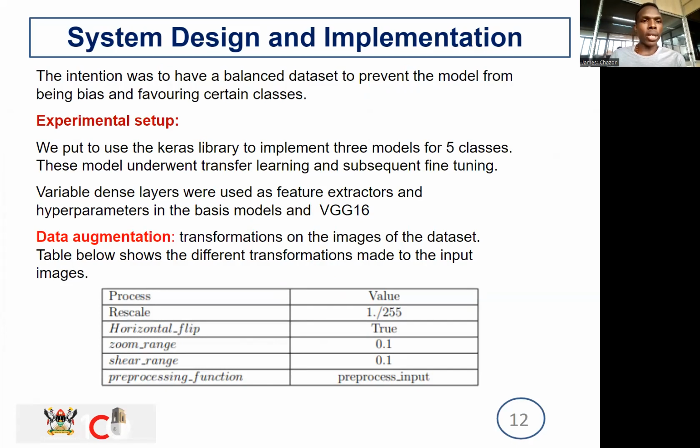The experimental setup: we employed the Keras library to implement the networks. We came up with 3 models that were used to classify the 5 classes, and these models were fine-tuned by use of hyperparameters. We also looked at data augmentation, because our data was limited in terms of 5 classes, yet neural networks need more data. We employed a data augmentation concept, where we transform the data such that we can get more of the data for better accuracy. And the diagram below shows the transformations that we put on the images.